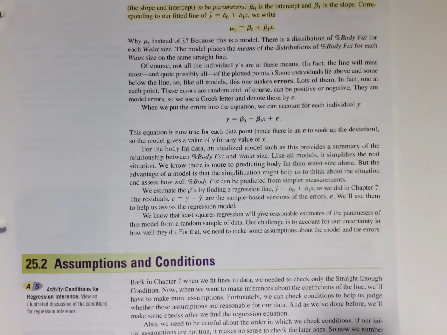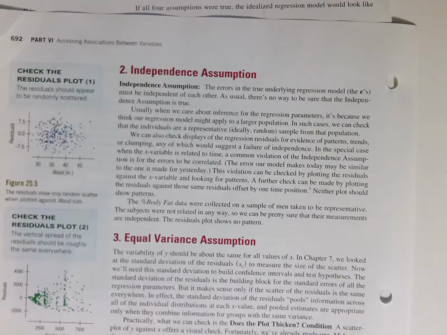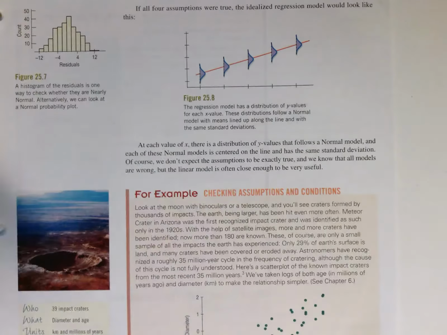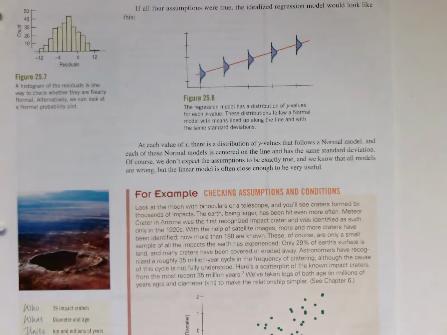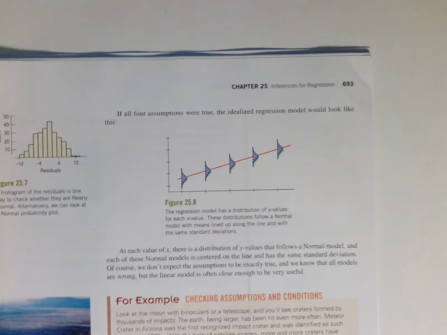The assumptions and conditions: we have linearity, we have independence, equal variance, and normal population assumption. I will typically call these the LINE assumptions, L-I-N-E. And if all those were true, we'd get some idealized thing like this.